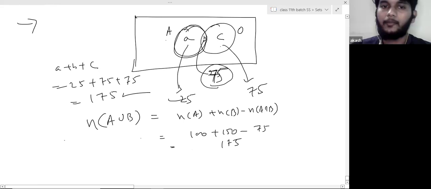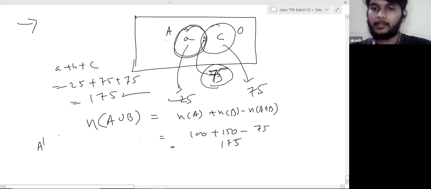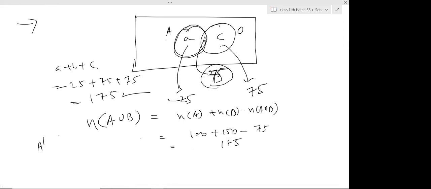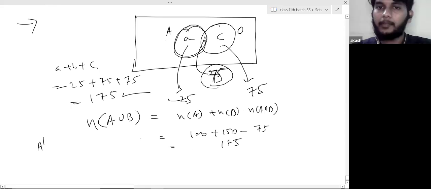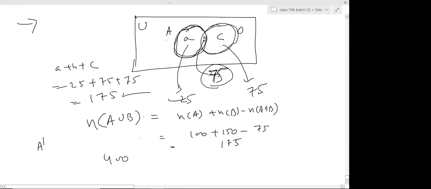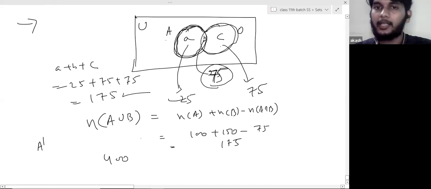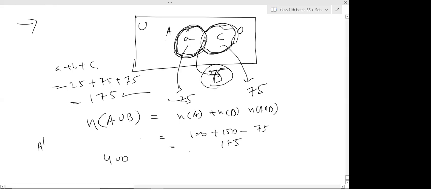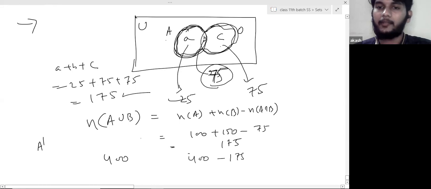Now, what they are asking is how many take neither. Neither means, if you remember complement, right? What is not in A is in A complement. This is clear. So, if 175 people take either, and in this universal set, how many students are there in this whole rectangle? We have 400 students. Right? So, out of 400, 175 take either of them. So, how many take neither of them? 225. Absolutely right.